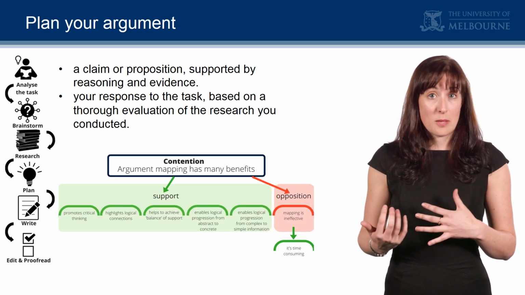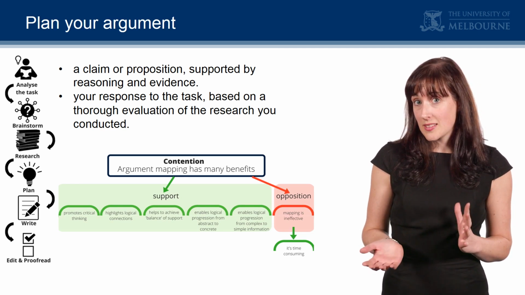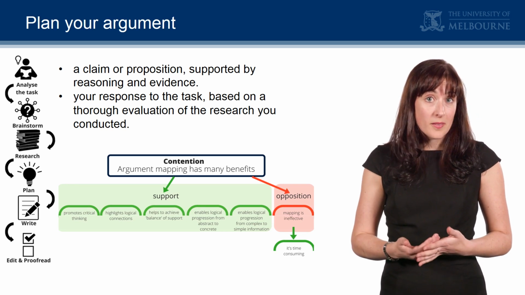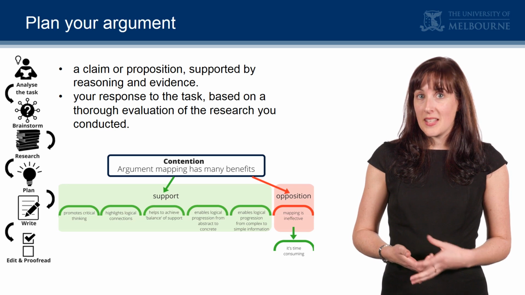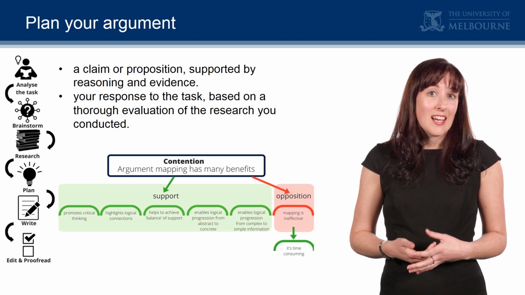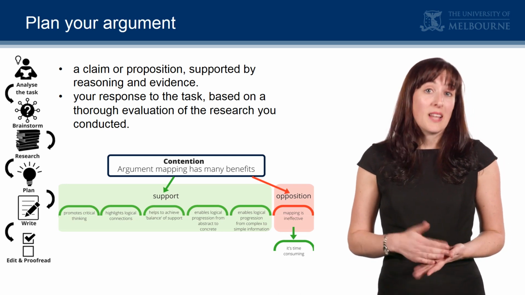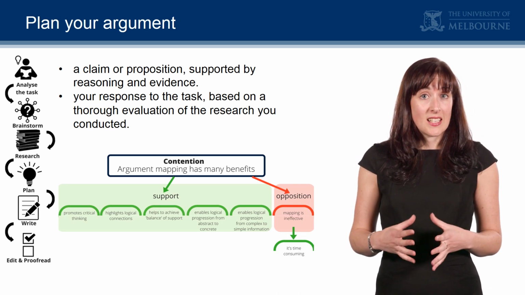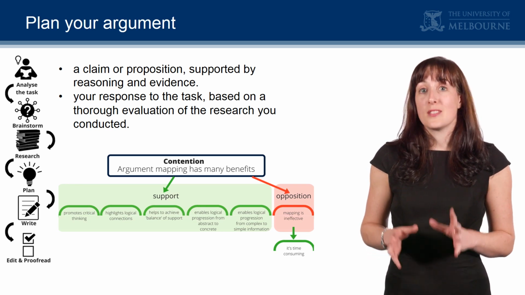You can see in this example, we begin with the overall contention, argument mapping has many benefits. Then we have the support or reasoning, as well as the counter-argument. The next step would be to add in the evidence we'd use to support each claim. Thorough planning allows you to progress to the next stage, writing, with a clear focus, helping you to avoid writer's block.